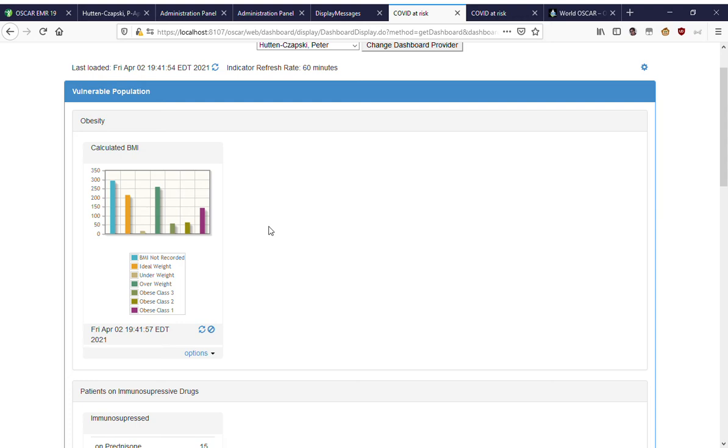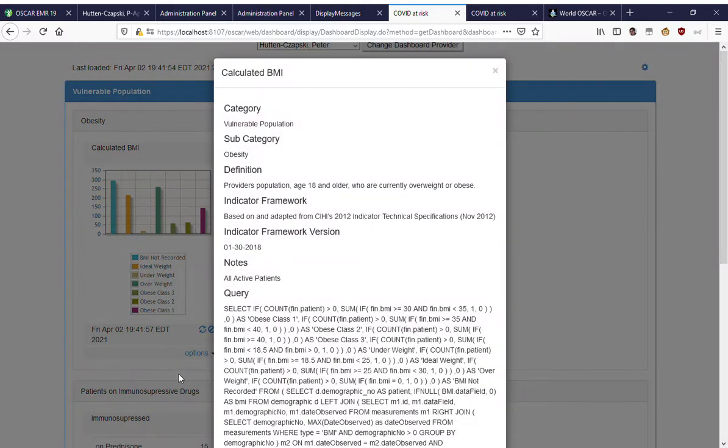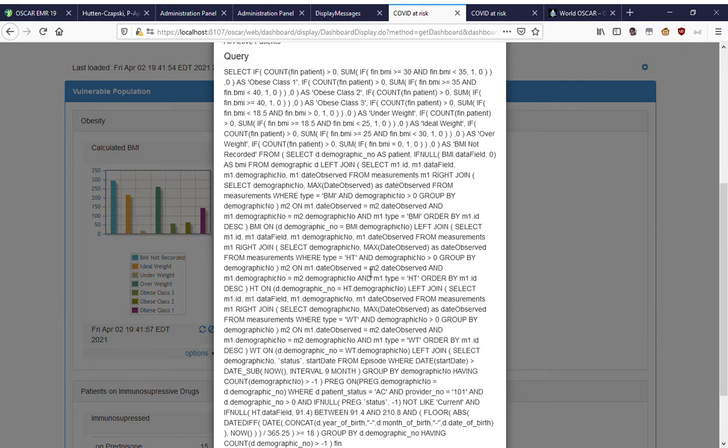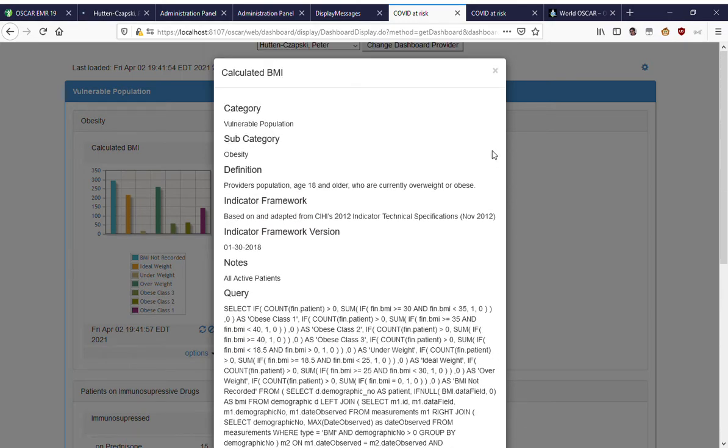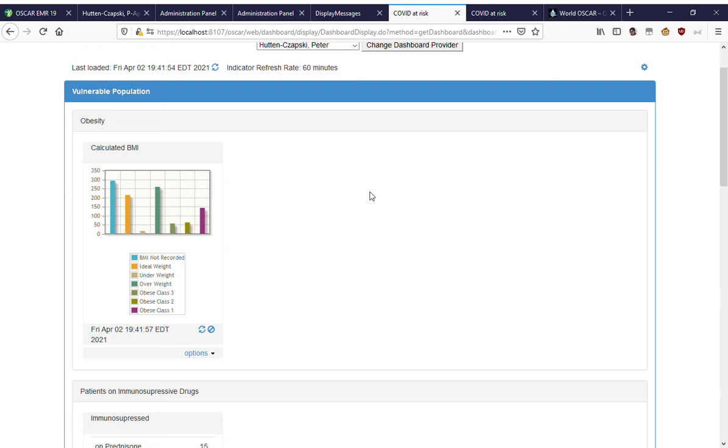Now, this is all very interesting in terms of an idea. And then what do you do with this? Well, you can look at it over time. So you can show trend over time in OSCAR 19. You can get some information on the indicator. So here is information about the indicator, including gobbledygook about the SQL in terms of how it got the information. We're not that interested in that.